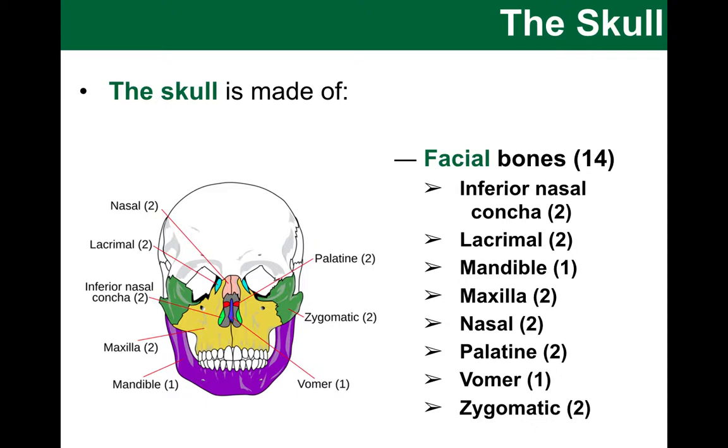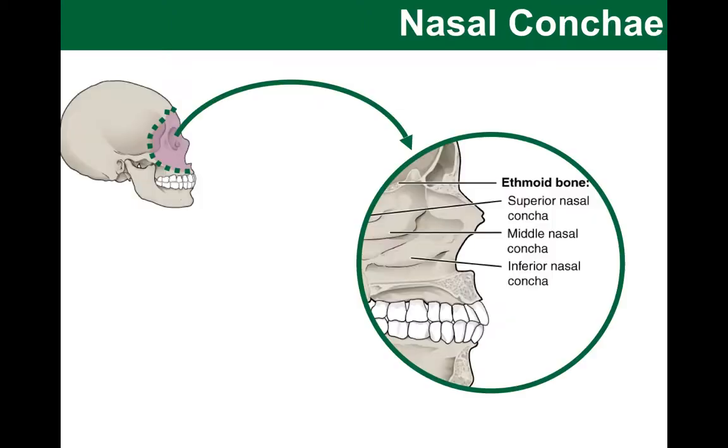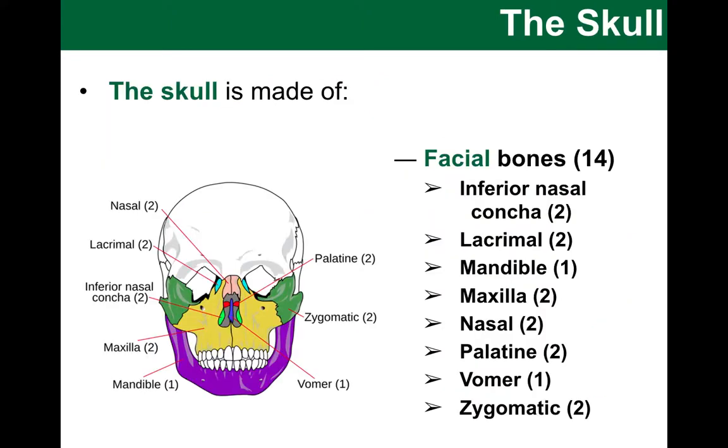Let's start with the inferior nasal concha. There are 2 of these on each side of the face, and these are the ridges inside the nasal region. We will talk more about them in the respiratory system, but this is a nice figure to illustrate them. Next, I want to mention lacrimal bones, palatine bones, and vomer. These are all small bones of the face, and we will not go into more detail about them.